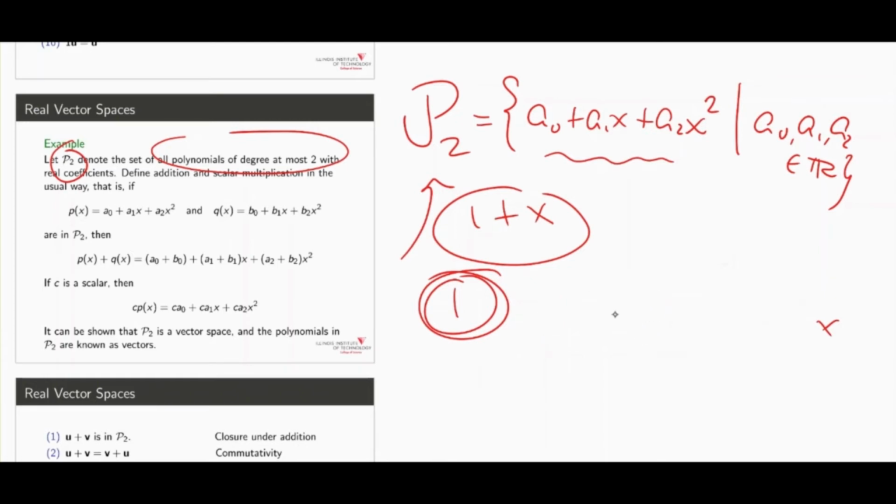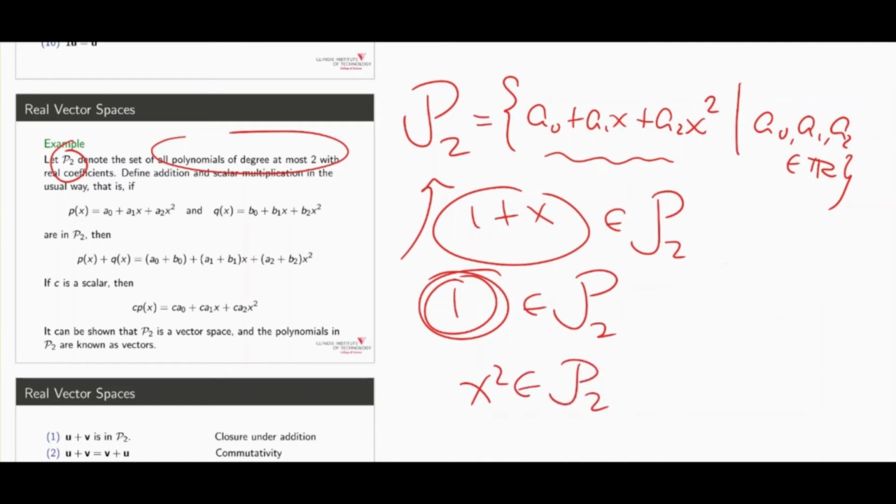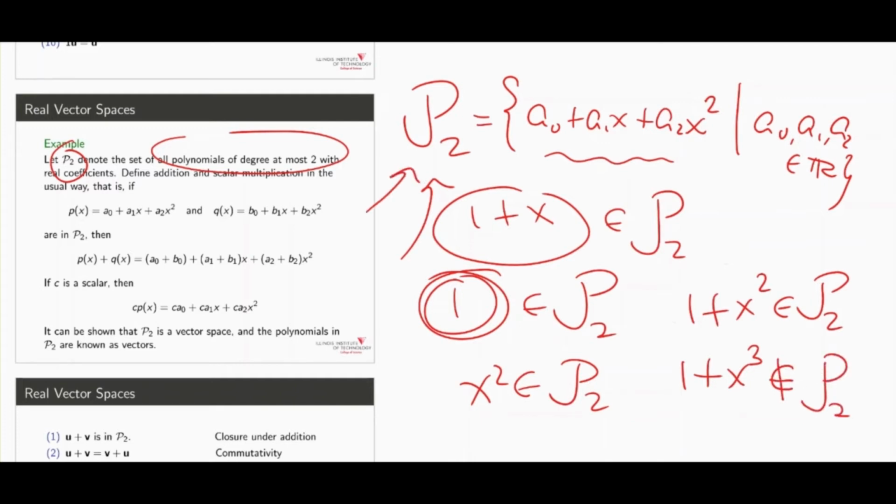So this is also in P2. So you can write it like that. This is an element in P2. This is an element in P2. x squared is also a polynomial of degree at most 2, so this is in P2. 1 plus x squared is also in P2. However, 1 plus x cubed is not in P2, so this is not an element in P2. So P2 is a set. Right now P2 is just a set of polynomials of degree at most 2.